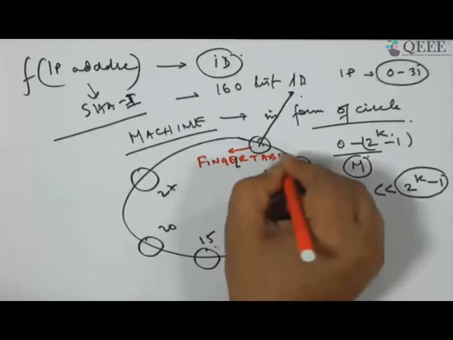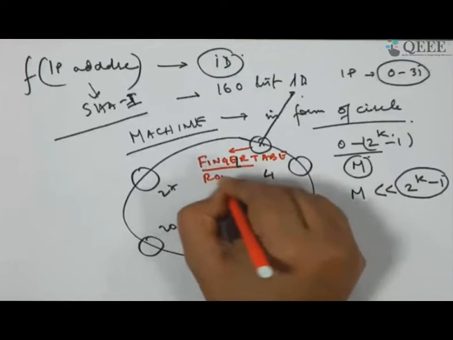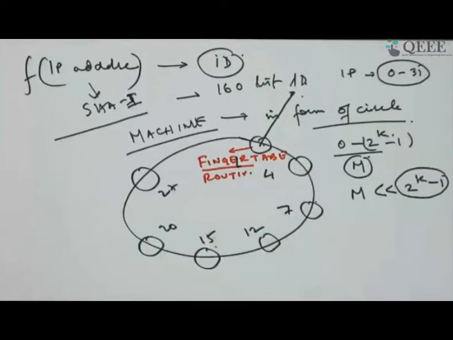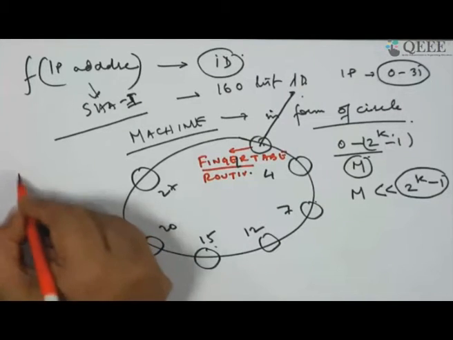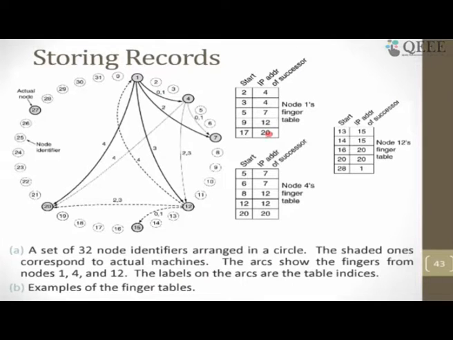Finger table means routing table. And how is this routing table coming? See, follow the routing table for 1. Okay. 1 is 1 plus 2 to the power 0. 1 plus 2 to the power 0 is 2. So, if I have 2, then what is the next machine? There is no machine at 2, there is no machine at 3, there is only a machine at 4.